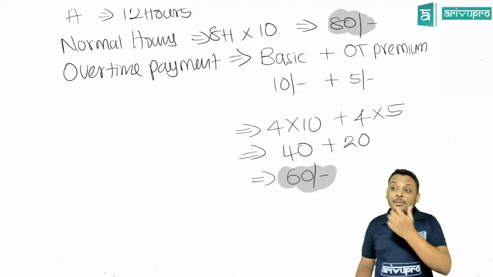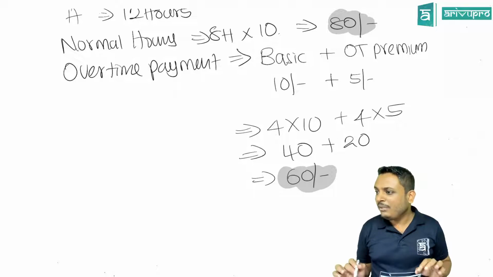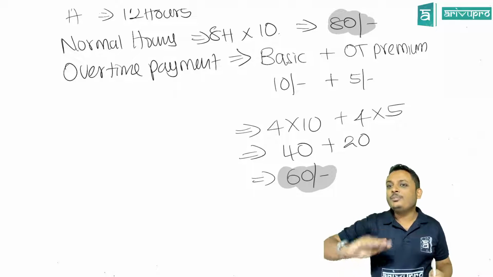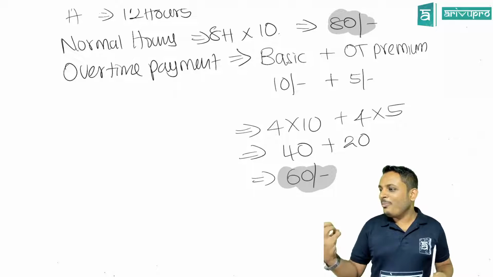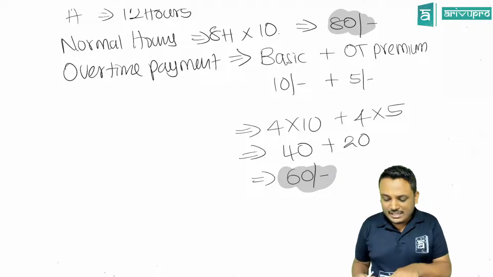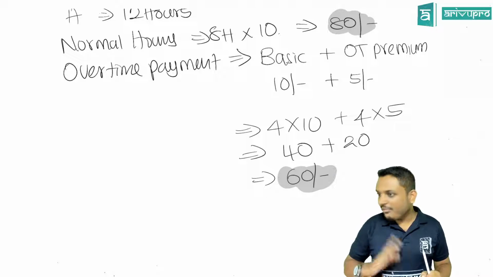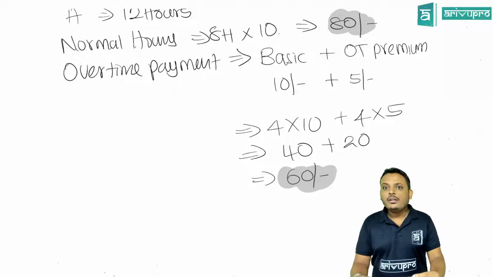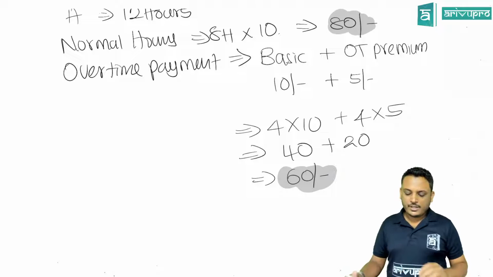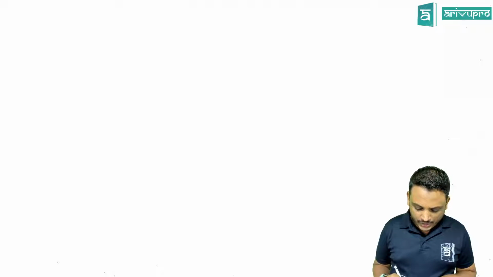Now don't come to a conclusion like this. Sir, premium 1.5? I'm not saying premium. Overtime payment is computed at 1.5. Basic plus the premium. Right? Premium means how much you are paying more than basic. Basic is 10. How much are you paying more than basic? 5. Half generally. Understood? Clear? Now I'll give you another example. Just try to find out the answer. Clear? Understood?